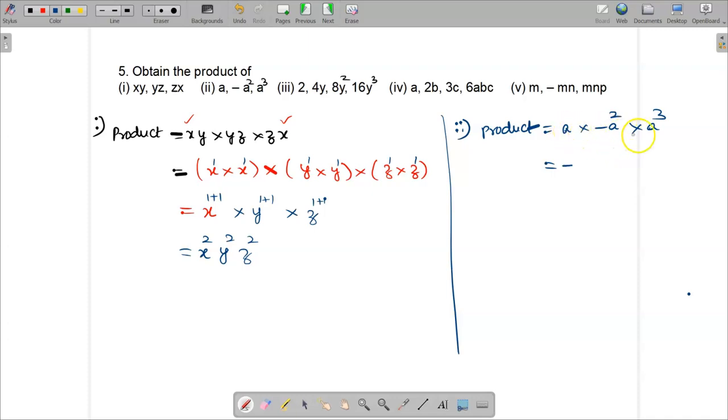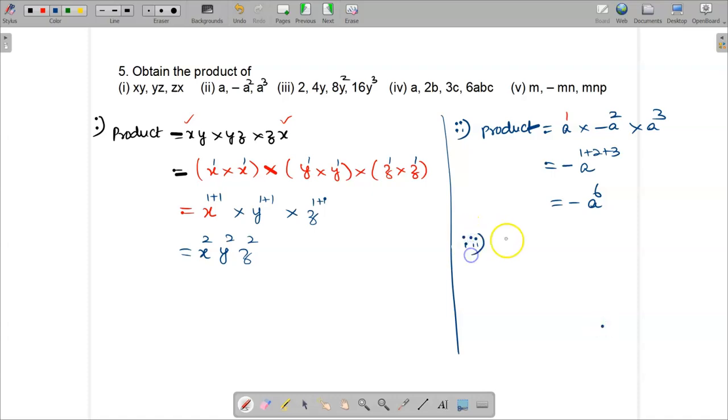Then in each and every term you have the same variable a, so write a only one time. And what are the powers you have? Just add. Here I don't have any power, meaning that you have power as 1. So now just add the power values. Here it is 1, here it is 2, here it is 3. So it is minus a, 1 plus 2 is 3, 3 plus 3 is 6. So minus a power 6 is the answer for the second problem.